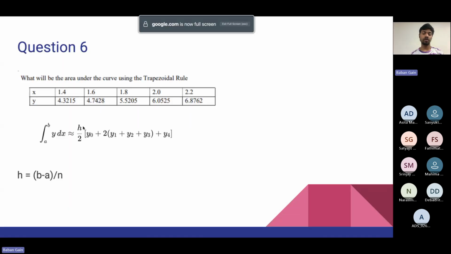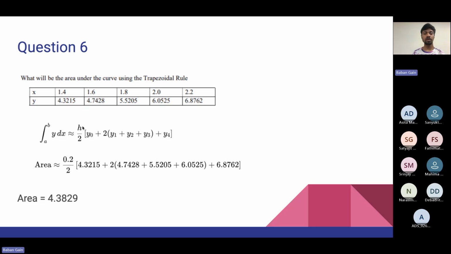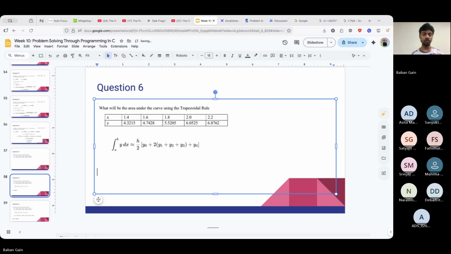So let me continue. Here the last point is 2.2, and the increment size is 1.4 to 1.6, which is 0.2, 1.6 to 1.8, which is also 0.2, and everything is divided by 2 at the end. This one is first, this one is last, and everything in the middle is multiplied by 2 and added. So if you calculate these numbers, it will come out to be 4.32. Okay, next question.